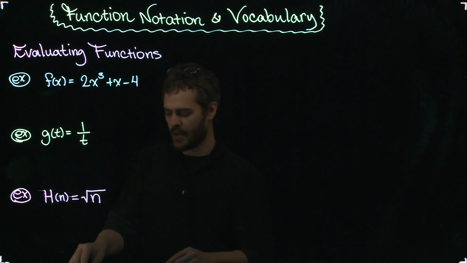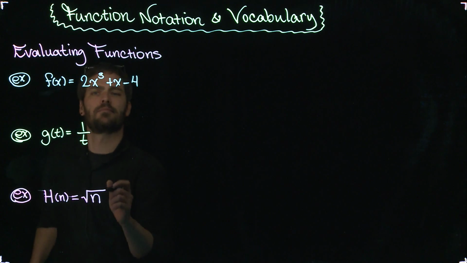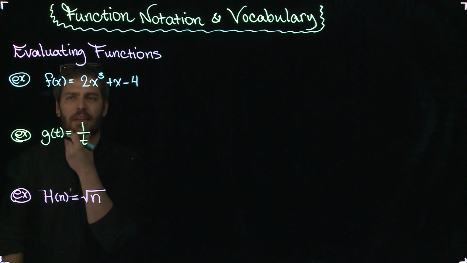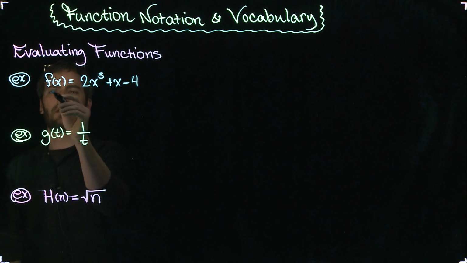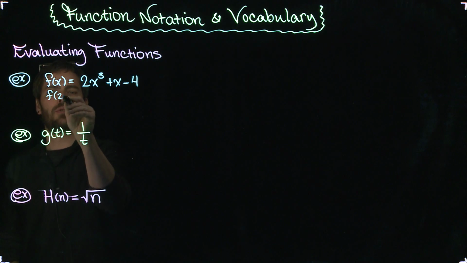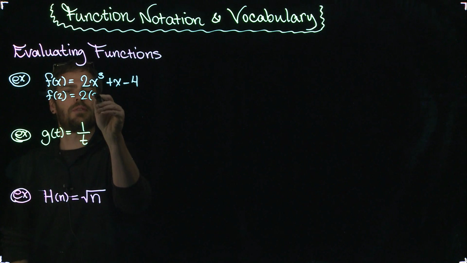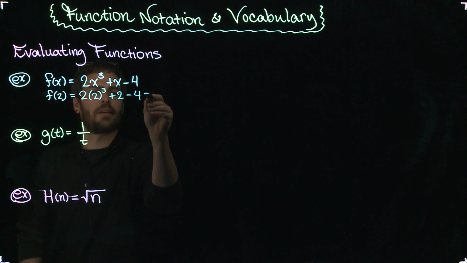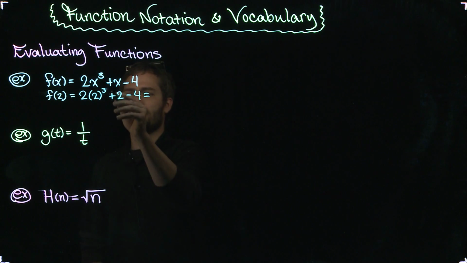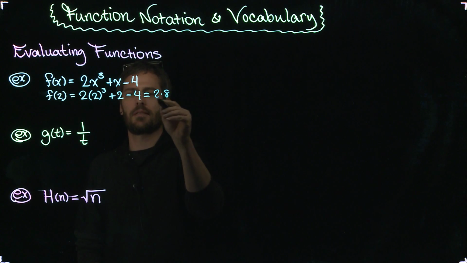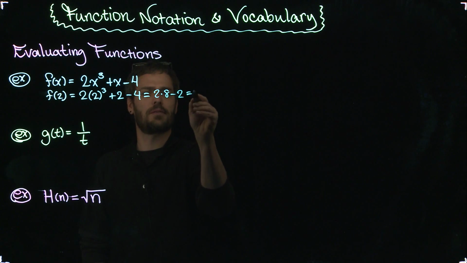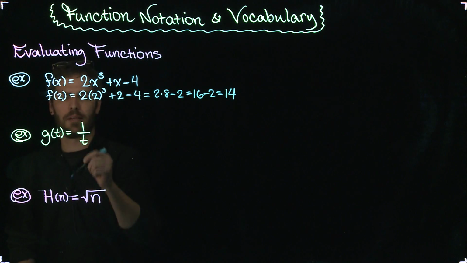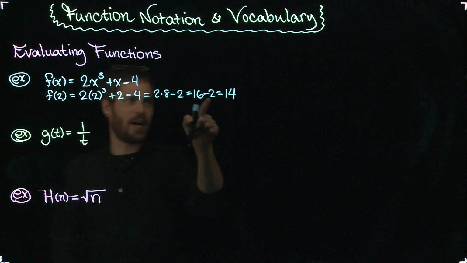So let me just take a couple values for each of these. Let's see. Can I stick anything I want here into the x? I think so, and let's just put in, how about 2? We'll start with that. F of 2. My input variable is 2, so I put 2 in wherever I see an x. And let's see how that comes out. 2 cubed is 8, so this is 2 times 8. 2 minus 4 is negative 2. 16 minus 2 is 14. So for the input of 2, I get an output of 14.